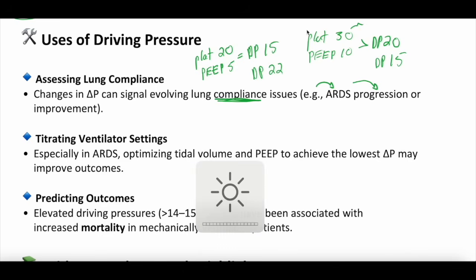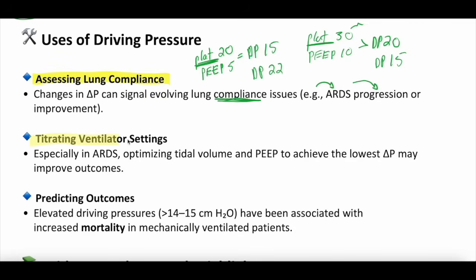Okay, so if you're not making adjustments, honestly, you can track the plateau pressure too. But a lot of times things are a little more complex, and driving pressure can be a helpful surrogate. It can be an indication of how the lungs are evolving from a compliance standpoint, either worse or better. Okay, so assessing lung compliance.